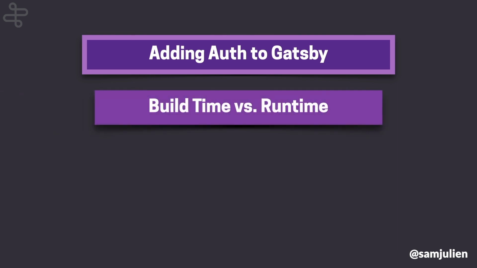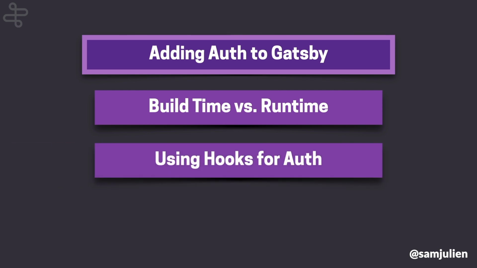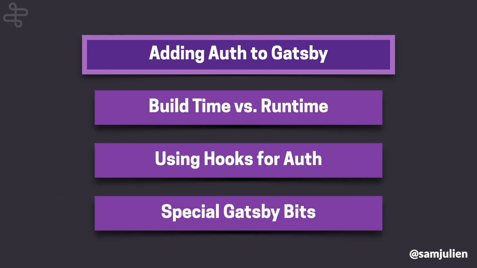So we're going to talk about, first, the distinction Gatsby makes between build time and runtime. What happens in each of those? Then we're going to talk about using hooks and context for authentication in React. Finally, we're going to start talking about special Gatsby bits, things that you're going to find you have to do differently in Gatsby versus a plain old vanilla React application.